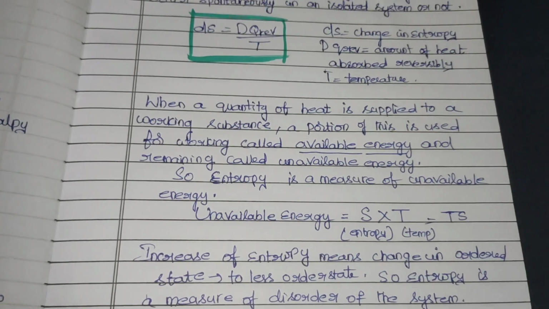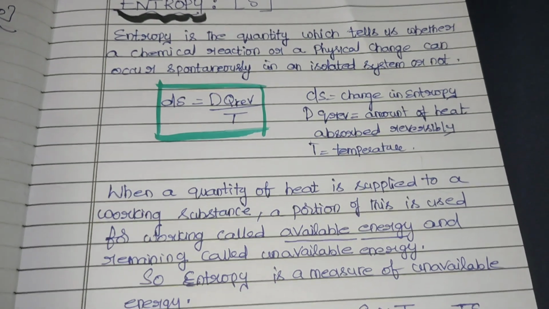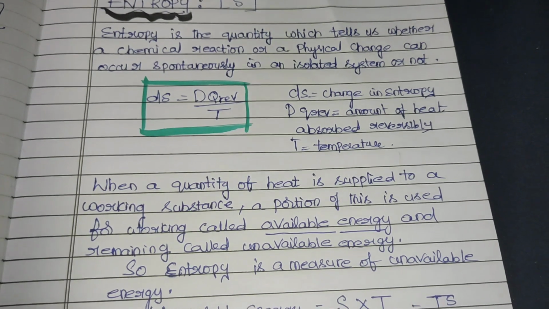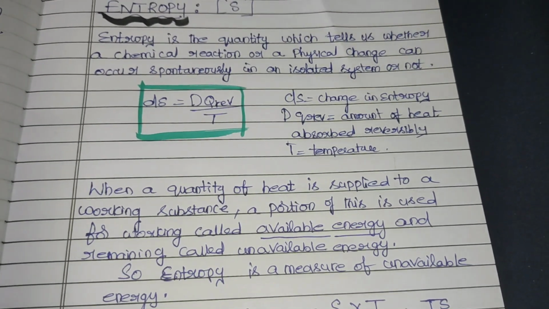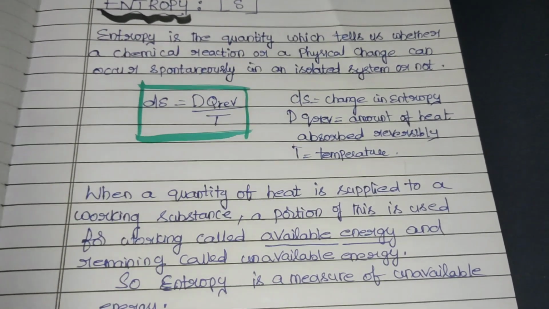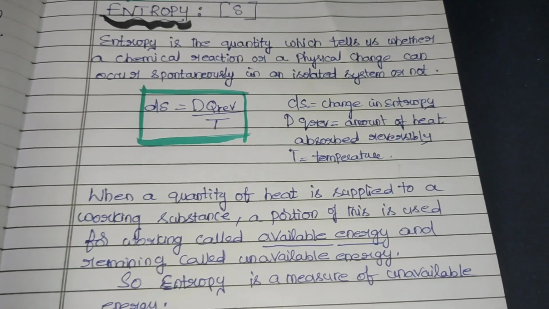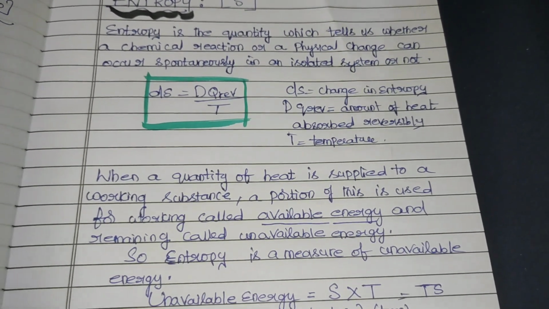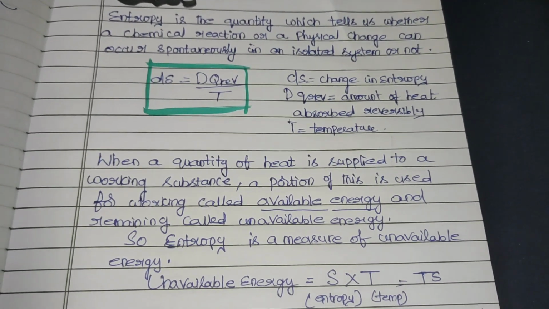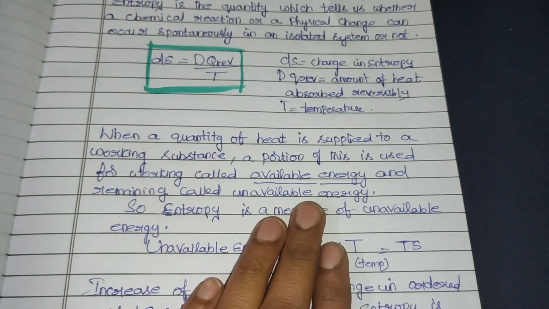Next, what is entropy? Entropy is a quantity which tells whether a chemical reaction or a physical change occurs spontaneously in an isolated system or not. So dS, the change in entropy, is equal to the heat absorbed reversibly divided by temperature. When we give heat to a working substance, it uses some of the energy, called available energy, and the remaining is not used for work, so it is called unavailable energy.